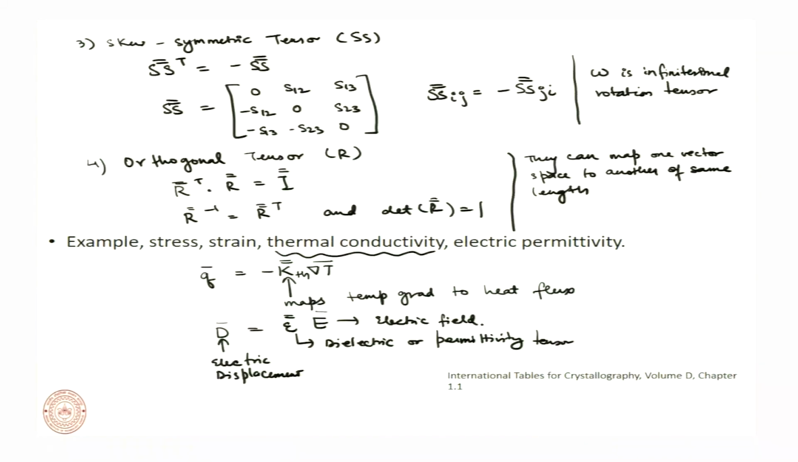All right, so we have a very nice documentation which is available that you can find online. If you look for the International Tables for Crystallography, the one I was looking at was the 2006 version, there might be a more recent version available. Go to volume D, chapter 1.1 onwards, and you will get a very detailed explanation and understanding of tensors and vectors, how they are mapped, how they are transformed. It will give a very clear understanding of this subject.